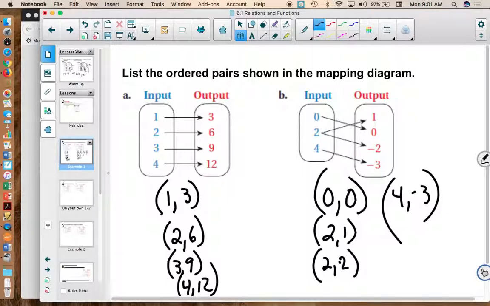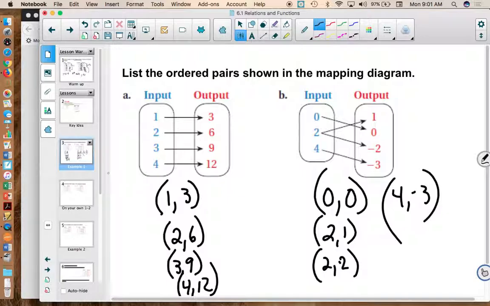I guess my question is, would this one be classified as a function? If I go back to what it says, you will explain that a function is a rule that assigns to each input exactly one output. One and only one output. So is B a function? No, it is not, because my input has 2 outputs. I have 2, 1, and I have 2, negative 2. That is not a function.